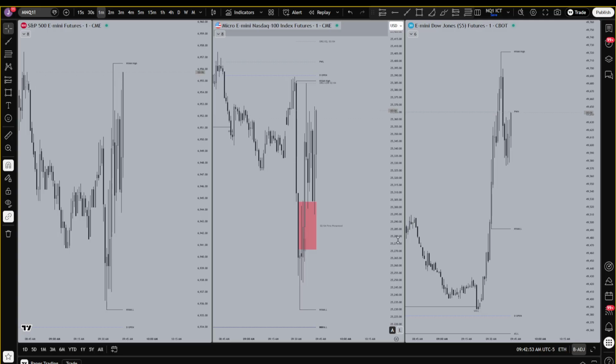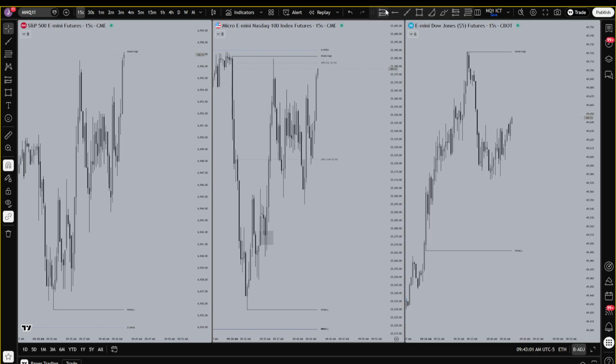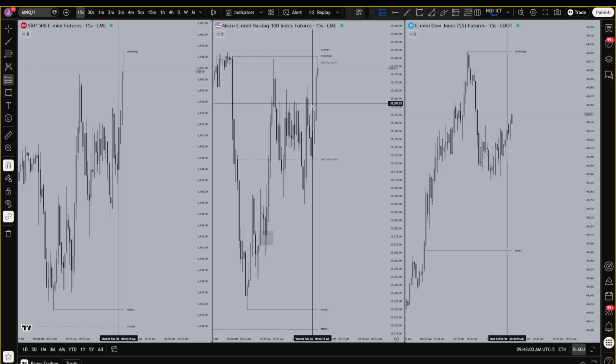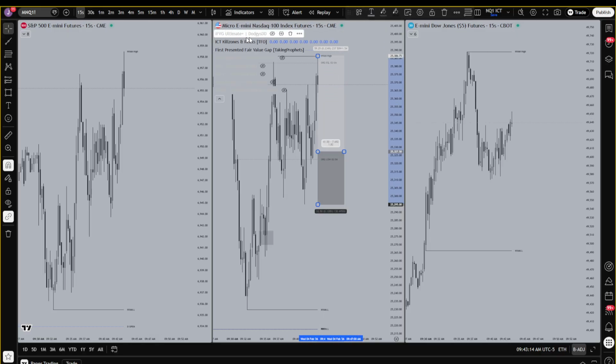We did edge that previous day low like crazy. That's actually insane. I can't believe it, dude. Yeah, this 15-second delivered. I wonder if the indicator alerted it. Let's see.